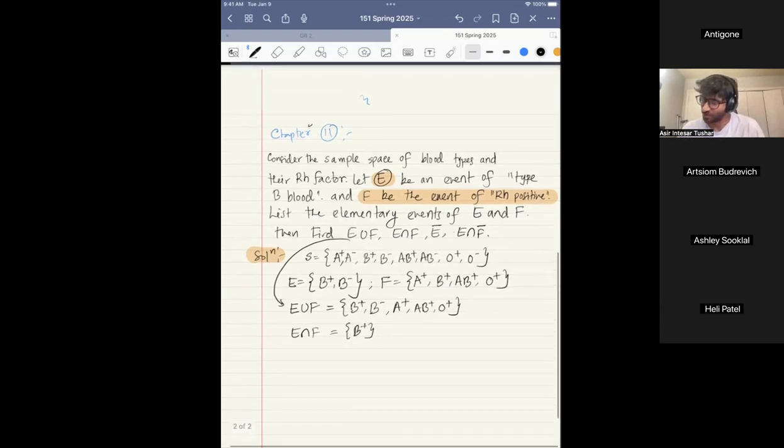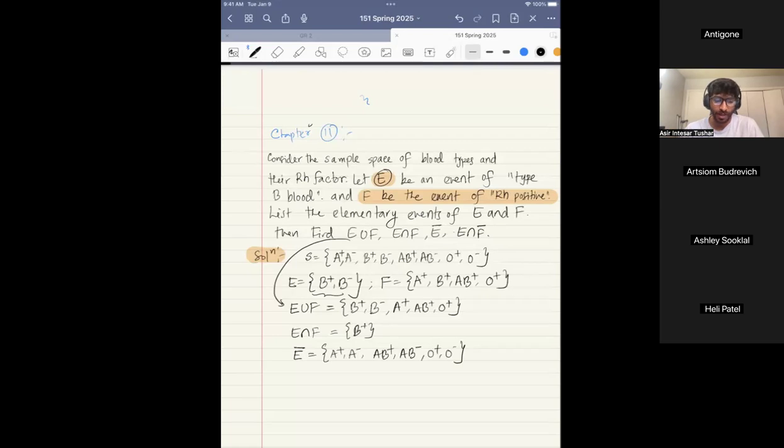Now we need to find not E. Not E means all the elements that are in the sample space S, but not in E. So we're going to exclude these two, and we're going to take all the other elements from the sample space. So not E is A positive, A negative, AB positive, AB negative, O positive, O negative.